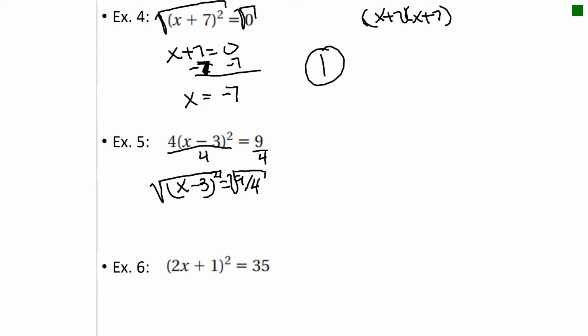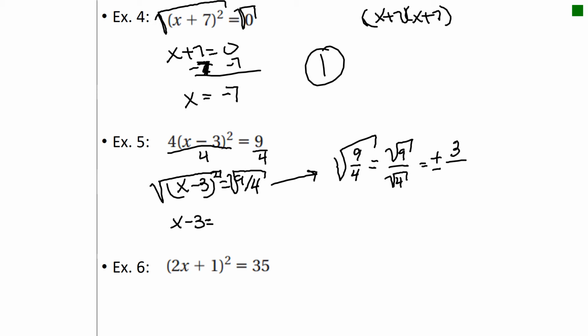On this side, I'm going to have x minus 3. This side, let me break it down for you. We're taking the square root of 9 divided by 4, which is equal to the square root of 9 over the square root of 4, which is equal to plus minus, because there are two answers since these are two positive square roots, 3 over 2. Which means on the right-hand side, we're going to have minus 3 over 2.